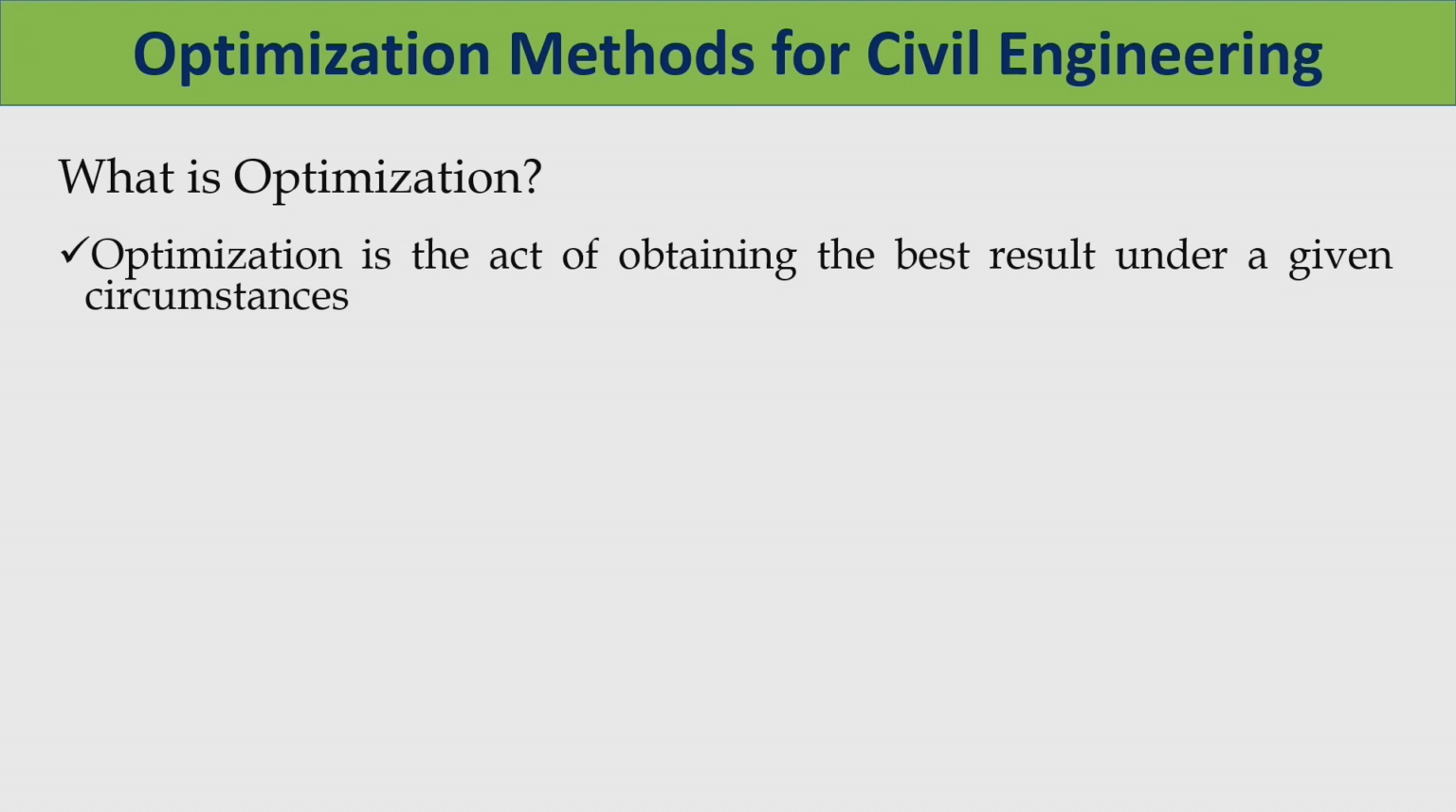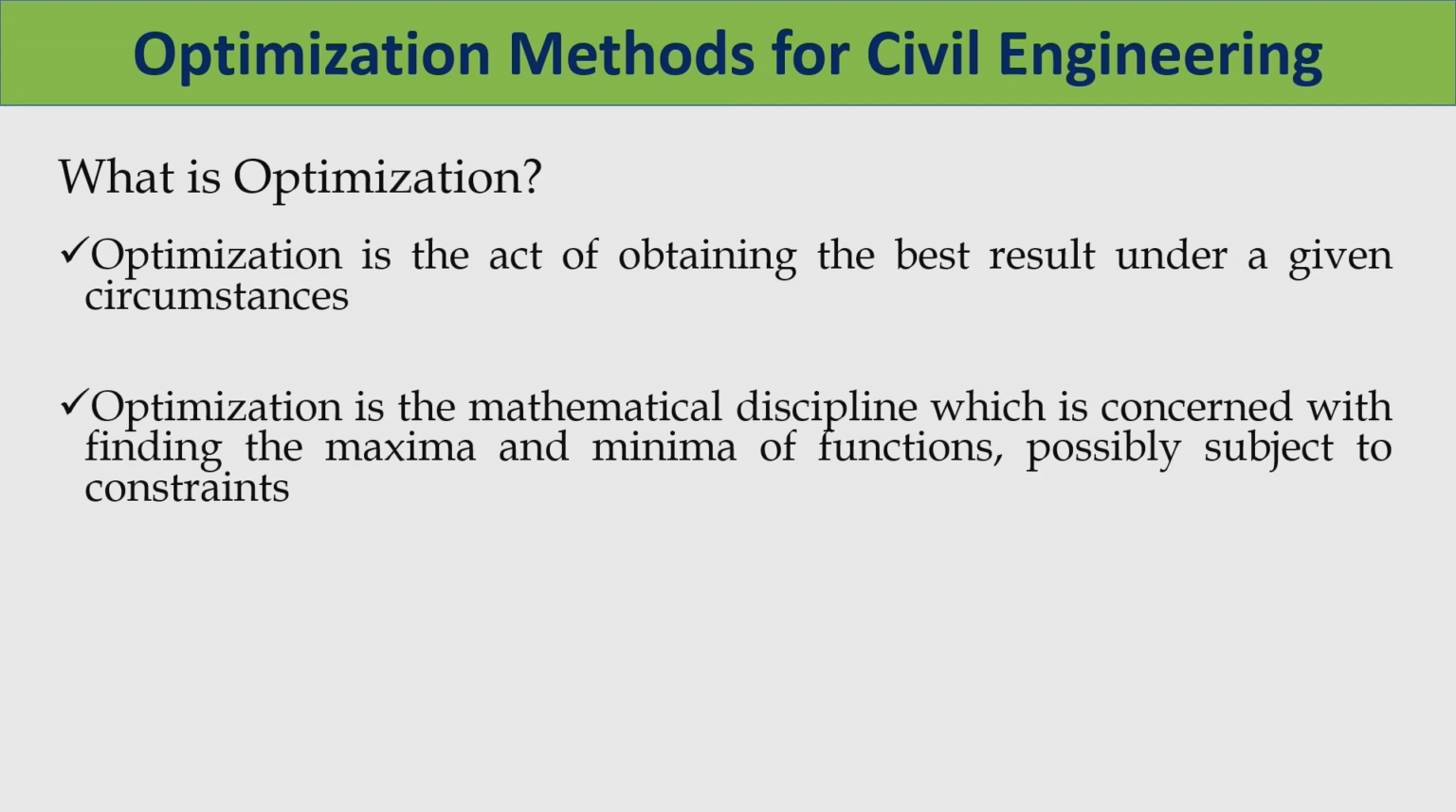So, if I need to define optimization, optimization is the mathematical discipline which is concerned with the finding of maxima and minima. It is a maximum point or a minimum point of a function, possibly subject to constraints. Okay. So, there will be some constraint, or you can say these are the restriction applied to the problem, and based on that constraint, we are trying to find out the maxima or minima, or maximum point or minimum point of an optimization problem or a function.